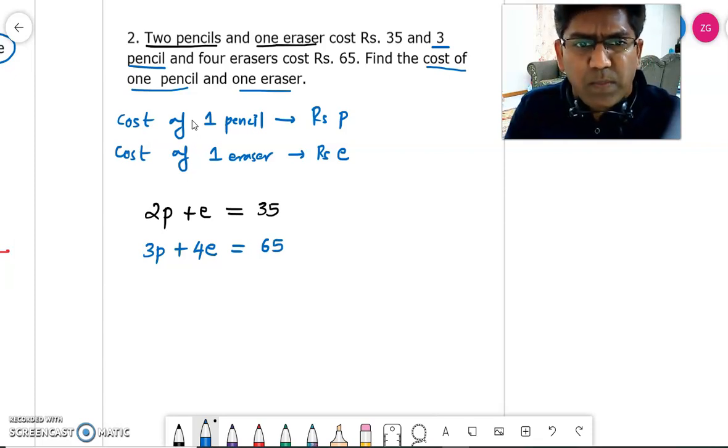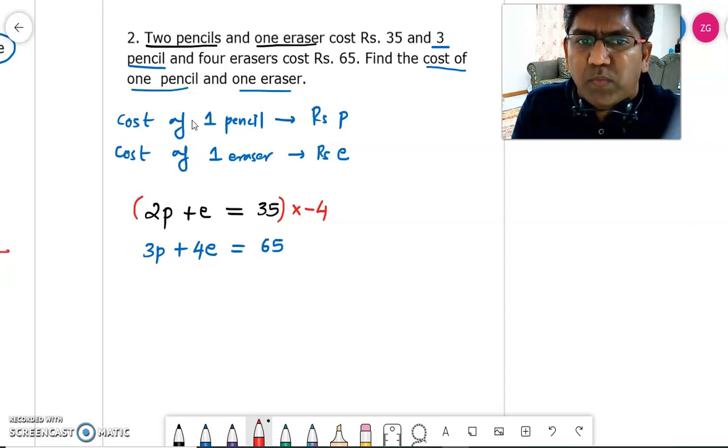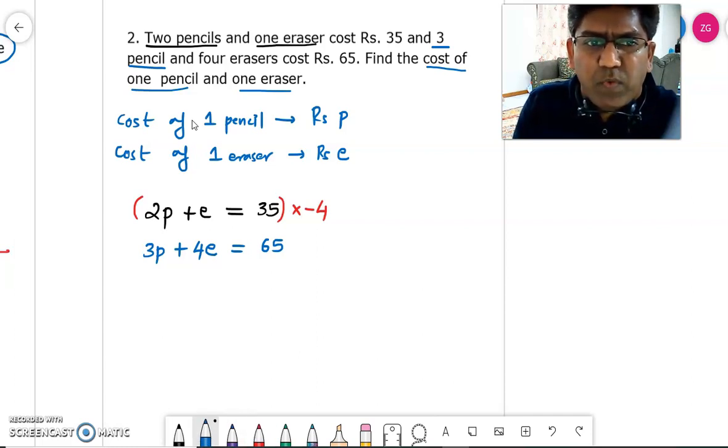Now if you look here, I cannot simply add and eliminate any variable. So I'll try to make the coefficient the same. I have 4 here. I can get a 4 in equation 1 by multiplying by 4. But I don't have opposite sign. So simply multiplying by 4 will not help. So I need to have one opposite sign. So I'll multiply by minus 4. Let's multiply by negative 4.